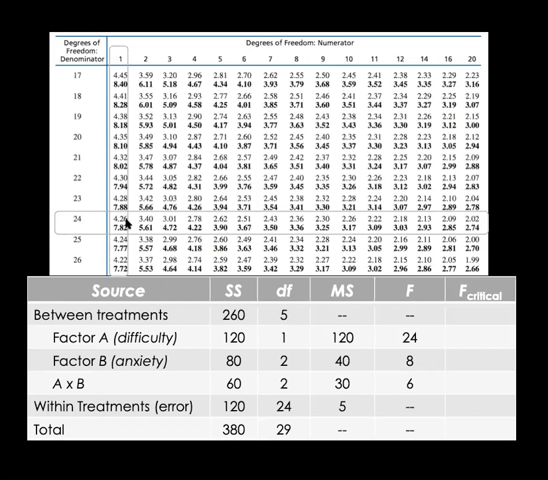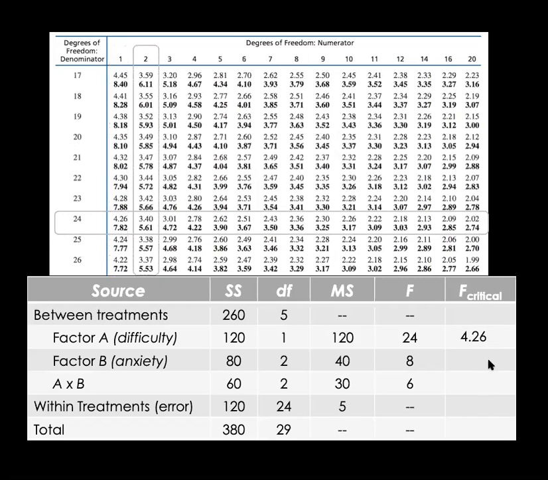Remember the regular font, there's 2 values here in this box. The regular font is for alpha of 0.05, and the bold font and value is for an alpha of 0.01. So 4.26, I'm going to put that in our table here for F critical.